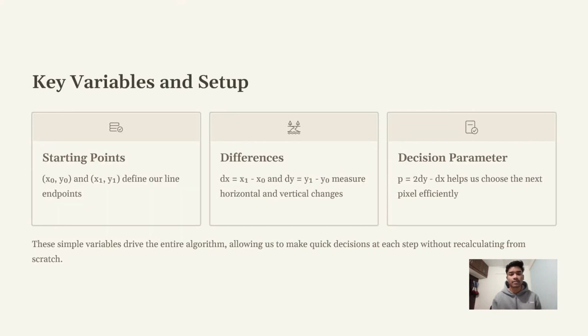Now, the key variables. To draw a line, we need, number one, the starting and ending points, denoted by x0, y0 to x1, y1. Second, the differences: dx equals x1 minus x0, dy equals y1 minus y0, and the decision parameter p equals 2dy minus dx. These simple values guide the entire algorithm.